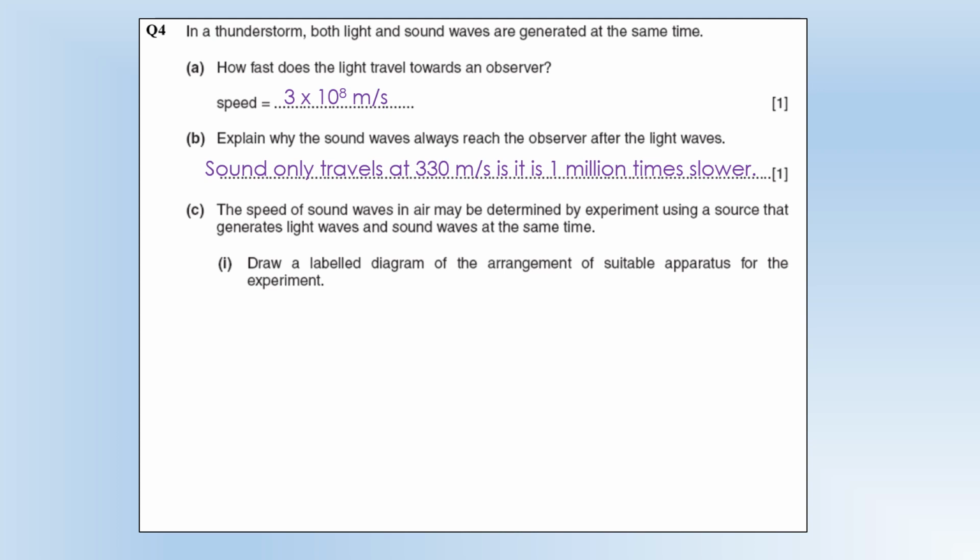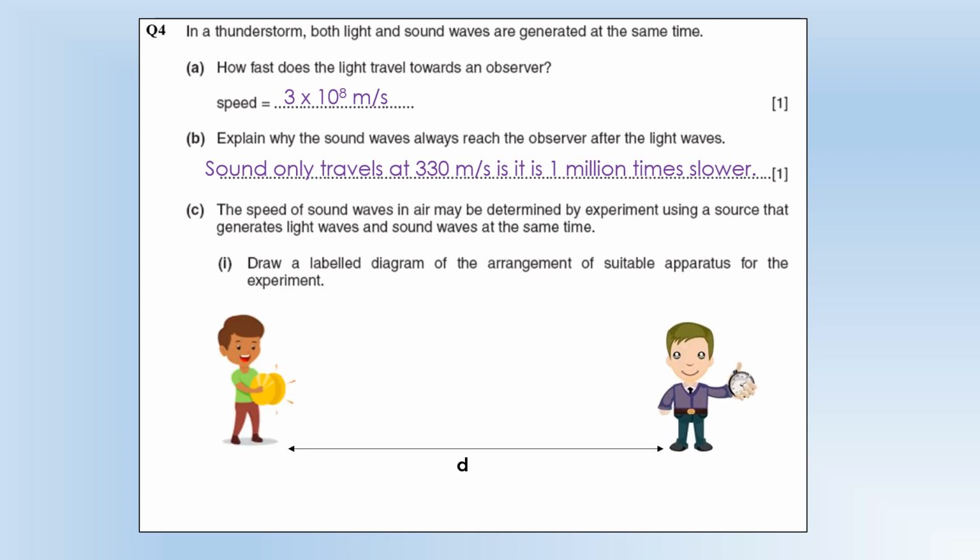So that's why. The speed of sound waves in air may be determined by an experiment using a source that generates light waves and sound waves at the same time. Draw a labelled diagram of the arrangement of apparatus for the experiment. Well, essentially, I think a very good visual and sound source would be a pair of cymbals. So all you need to do is get an observer or a timer a certain distance away, and they measure the time difference between seeing and hearing.